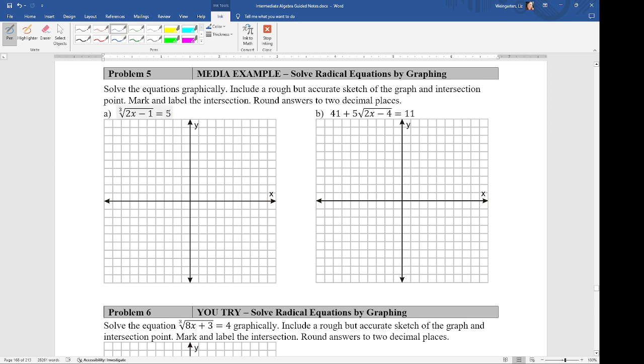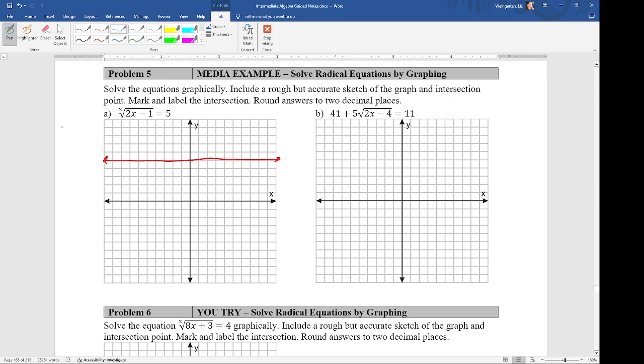So I'll start by graphing 5. 5 is constant. 1, 2, 3, 4, 5, right up here. A y-intercept of 5 and a slope of 0. Now the cubed root, again, the domain is all real numbers, so it's going to start at negative infinity and go to positive infinity. But we want to find the intercepts.